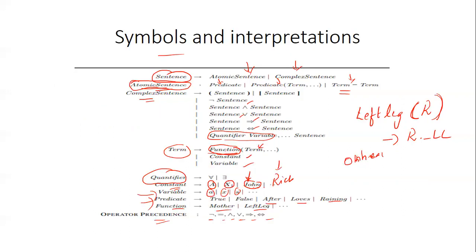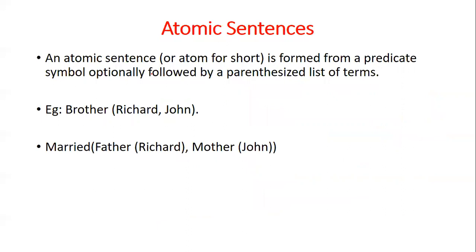Okay, fine. So here we are discussing briefly what we have discussed in this table. What is an atomic sentence? An atomic sentence is also called an atom in short. It is formed from a predicate symbol, optionally followed by a parenthesized list of terms. So it can include just the predicate symbol, or this predicate symbol may include some list of terms within parentheses. Here is an example of an atomic sentence: brother of Richard, John. This is an example of an atomic sentence because it includes a predicate and the predicate contains a parenthesized list of terms. Here is another example: married.